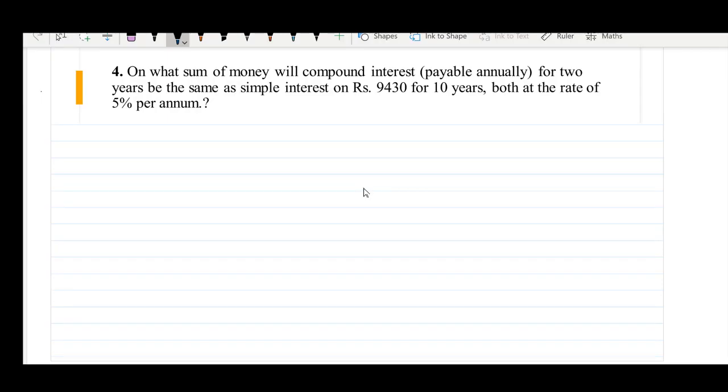With the Selina Mathematics, third chapter, compound interest, using the formula. So we have discussed already the first three questions. Now today we are going to start with question number 4.